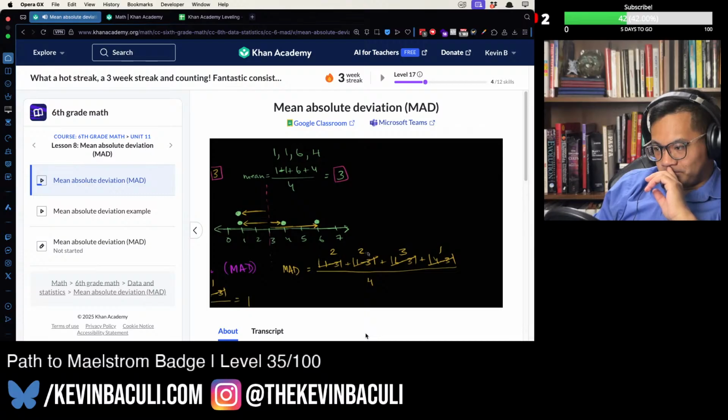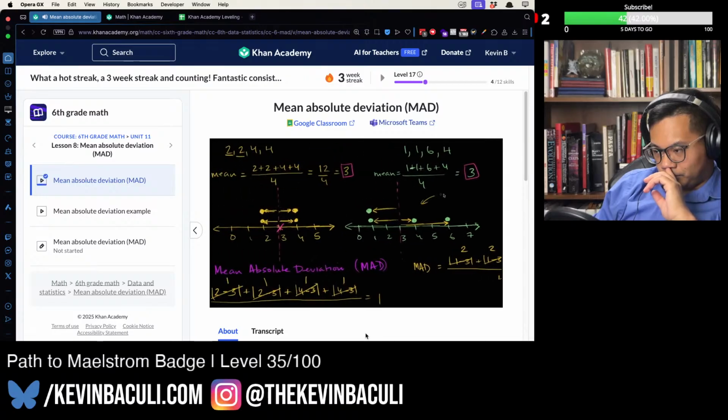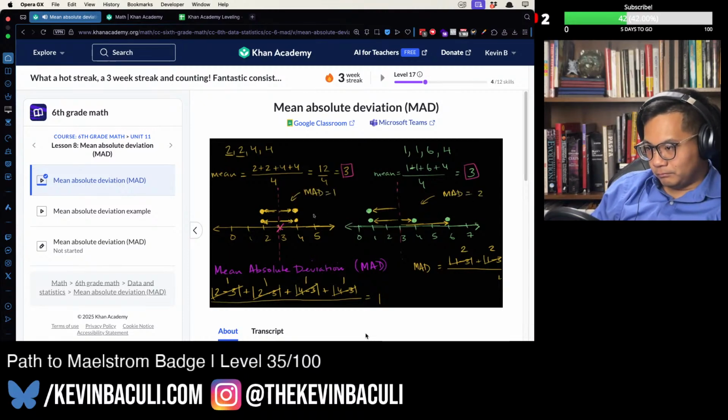We have 2 plus 2 is 4, plus 3 is 7, plus 1 is 8, over 4, which is equal to 2. So the mean absolute deviation, let me write it down, it fell off over here. For this data set, the mean absolute deviation is equal to 2, while for this data set, the mean absolute deviation is equal to 1. And that makes sense. They have the exact same means. They both have a mean of 3, but this one is more spread out.